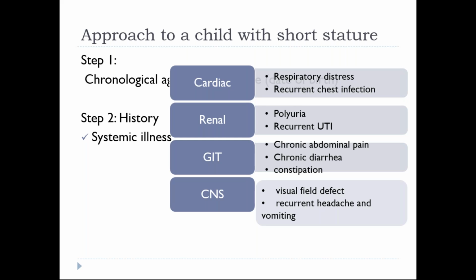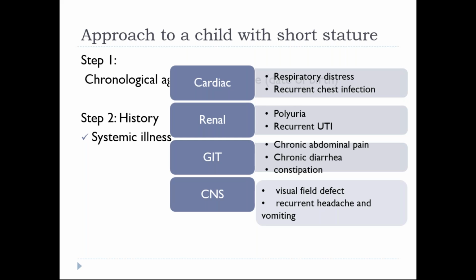If he has chronic abdominal pain, due to which he's not able to eat, chronic diarrhea, malabsorption, celiac disease, chronic constipation due to which he's not eating, a CNS problem like a visual defect, a malignancy in the brain, or recurrent vomiting. So any systemic illness, you can include these as red flag signs. You have to look for any red flag signs before we say it is a non-pathological cause of short stature, like labelling it as short because the parents are short. Before you say that, you have to rule out all the possible pathological causes you can think of.